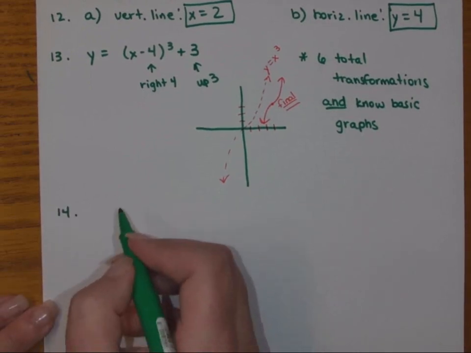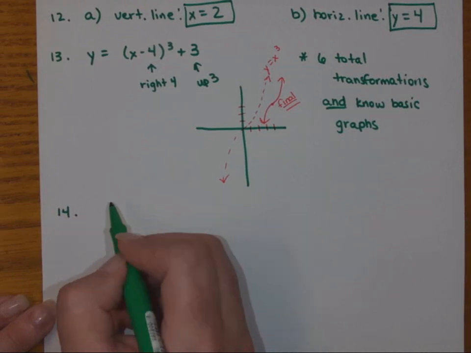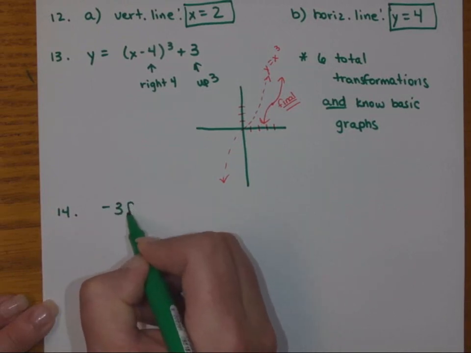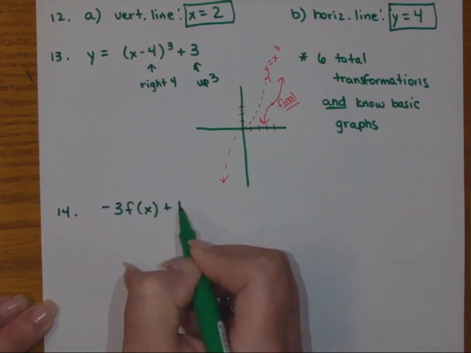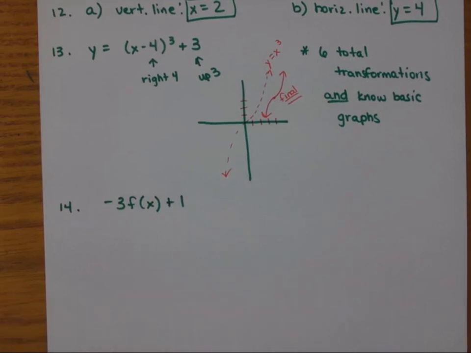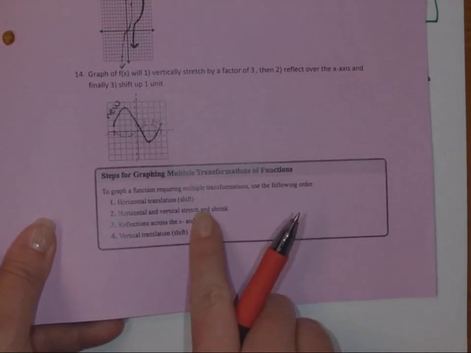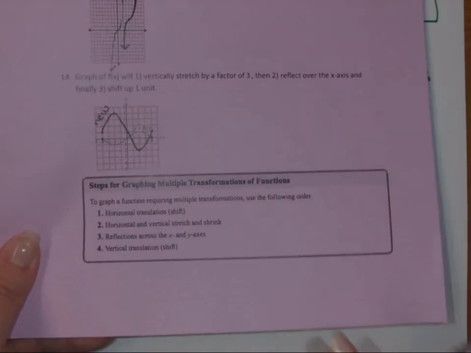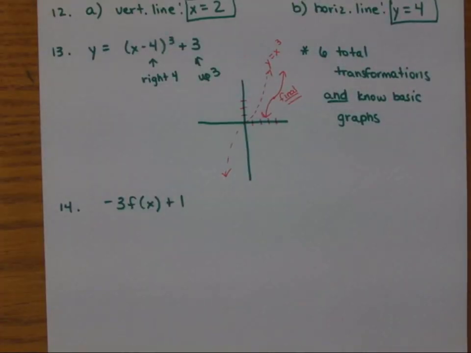All right, so for 14, you are asked to describe what's going to happen with this graph. Now, if you tend to not be good at the graphing portion, remember that you'll get some credit just for describing what changes you think are going to happen, and in what order. So on the review key, make sure that you look at the steps for graphing multiple transformations. It looks like this, but I have listed what goes in what order. But remember, the main thing is work from the inside out.